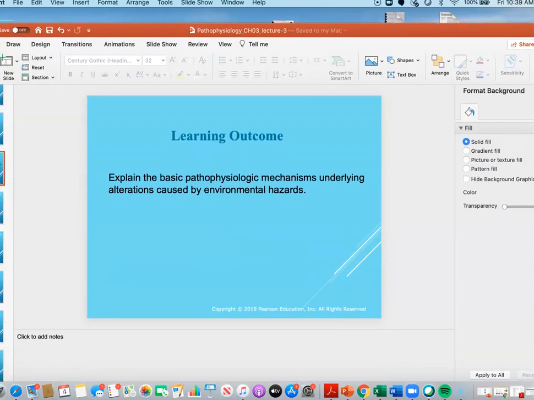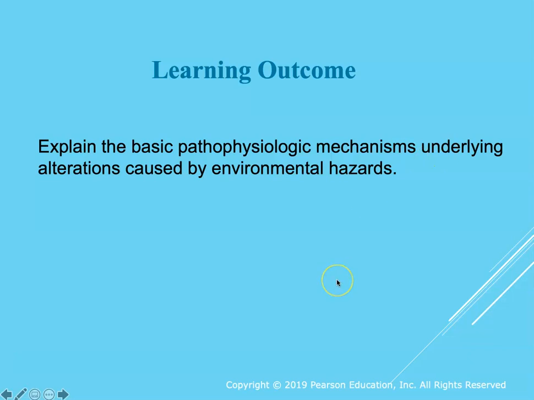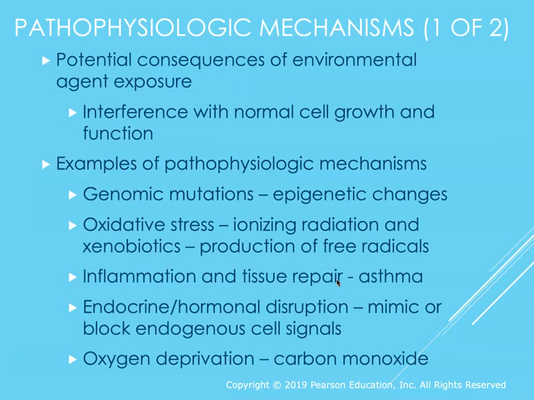Okay, hi. This is part two of our lecture on chapter three, starting with the basic pathophysiological mechanisms that underlie alterations caused by environmental hazards. If we look at some potential consequences of environmental agent exposure, they can interfere with normal cell growth and function, leading to things like cancer.